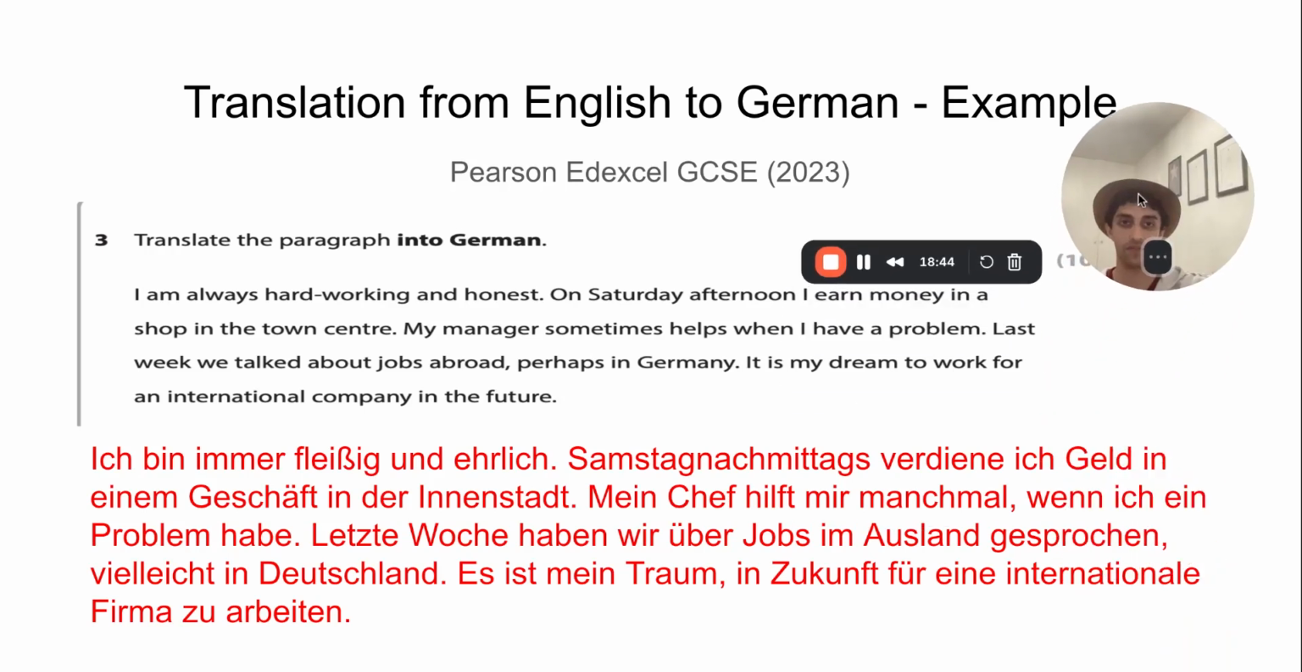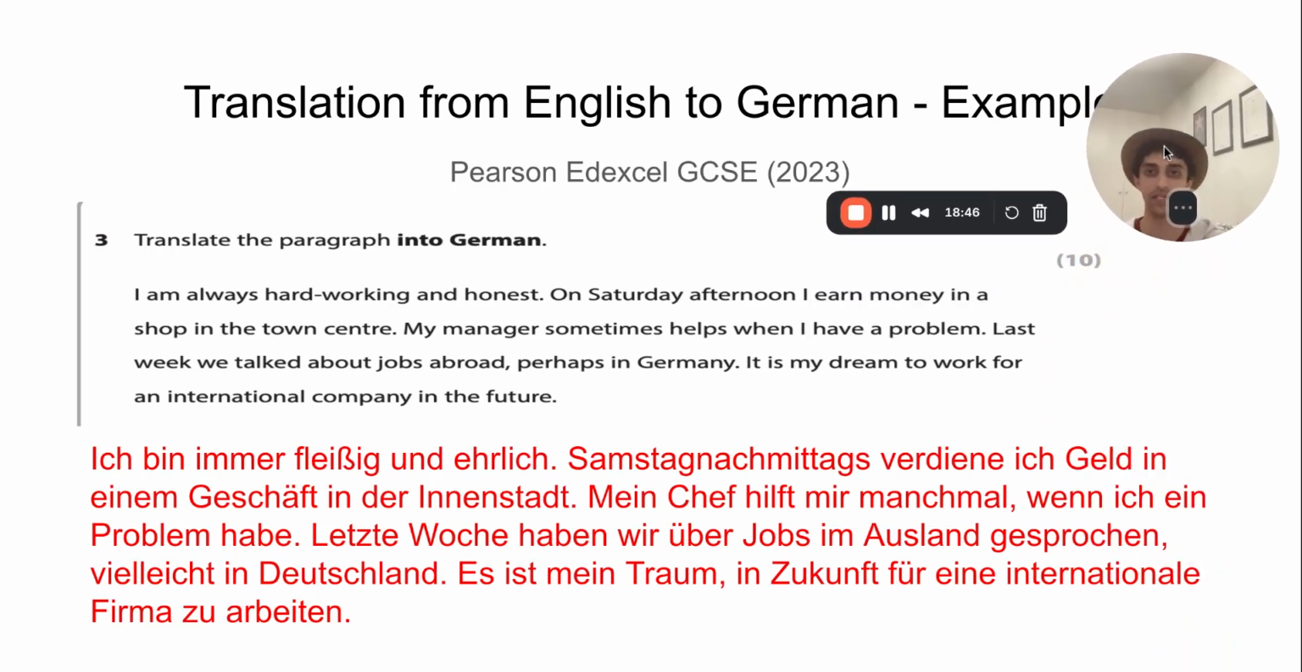Okay, now there is an example. So this is translating from English to German. This example is from Pearson Edexcel from 2023. The original text is given here: I'm always hardworking and honest, and so on. And the model translation is just below in red. So you can look over this. You'll see there's quite a few small differences here and there.